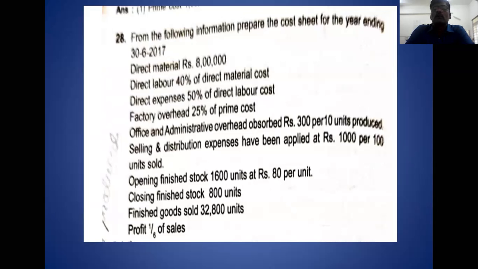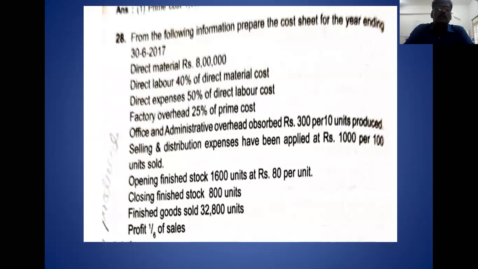Then factory overhead. Factory overhead is 25% of prime cost. On the prime cost, you calculate 25%, then you will get factory overhead.